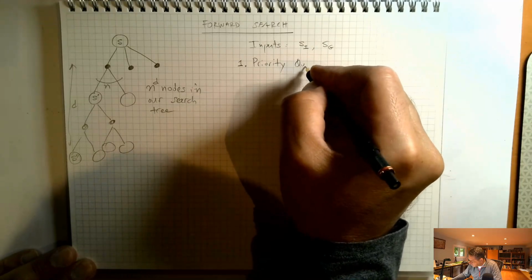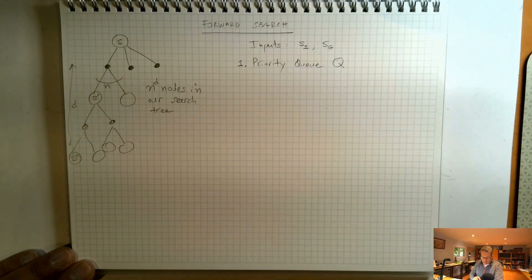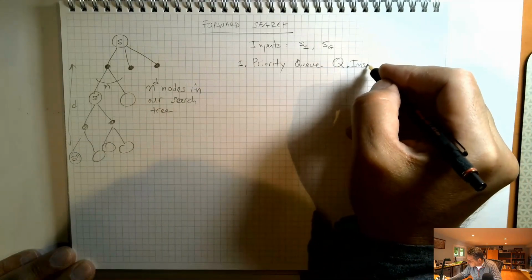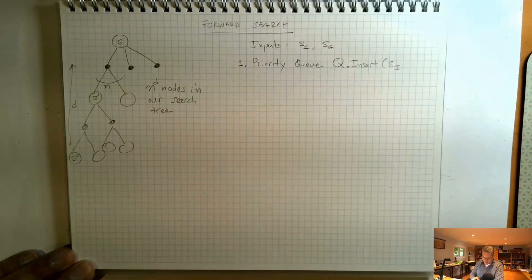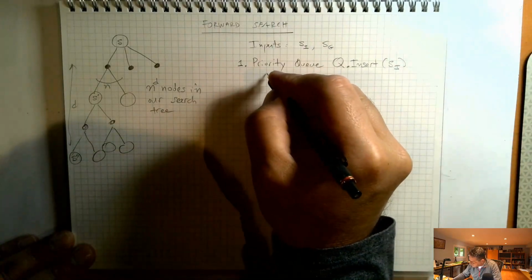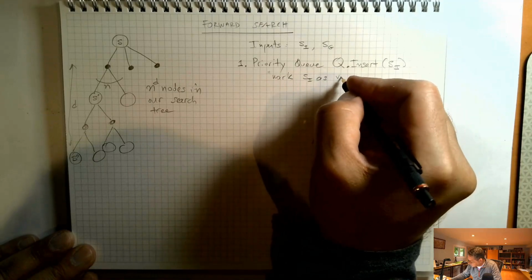Priority queue, we will call it Q, and this priority queue will have two methods that are of interest to us. The first one is the so-called insert method, and we will insert at this point the initial state. This insert method will effectively mean that the state that we are inserting is visited. So let me write this over here: mark S_I as visited.